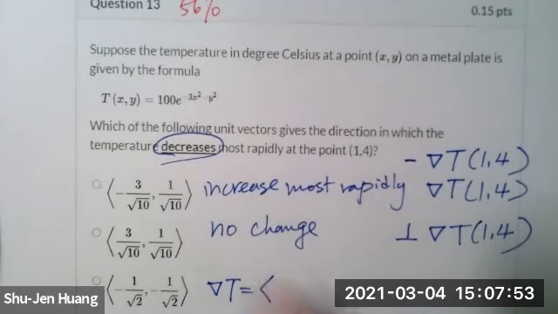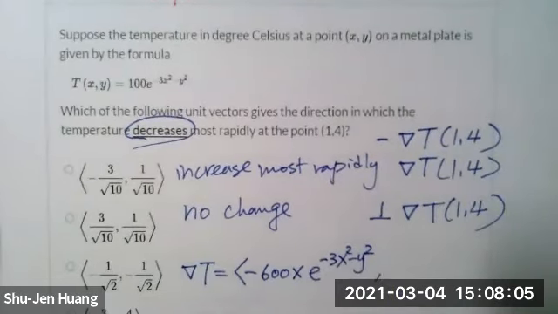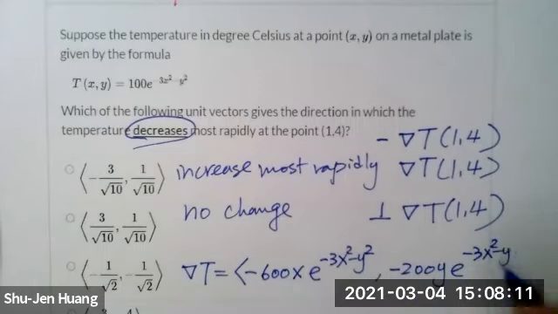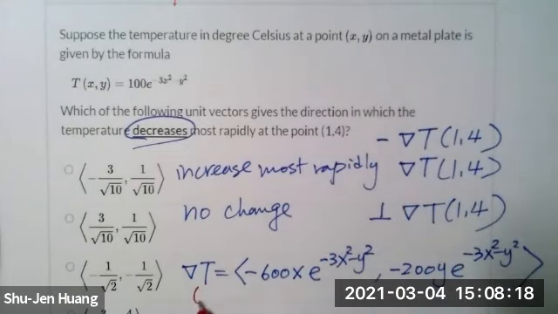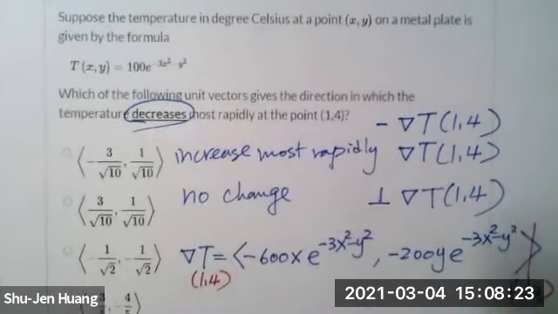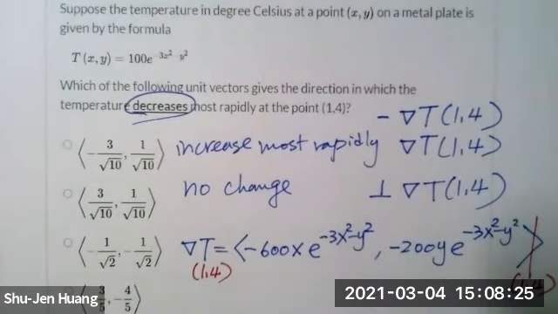The partial derivative with respect to x: you're going to get minus 600x times e to the power negative 3x squared minus y squared. The partial derivative with respect to y gives minus 2y, so negative 200y times the e function. So this is the gradient vector. Now we're going to plug in the point (1, 4). Okay, so let's plug in.